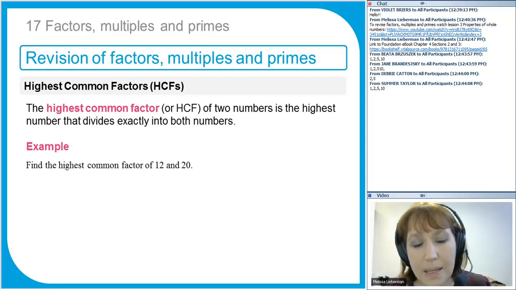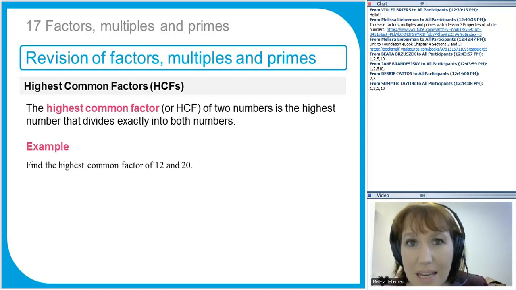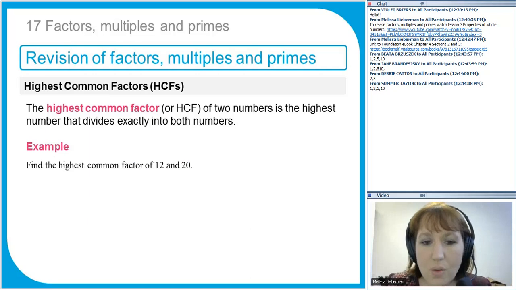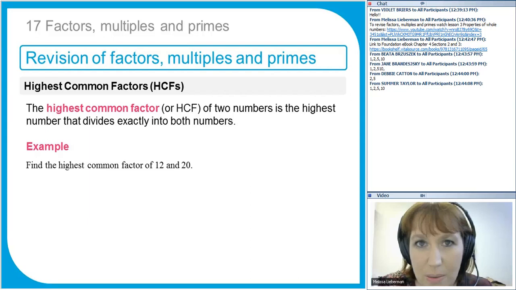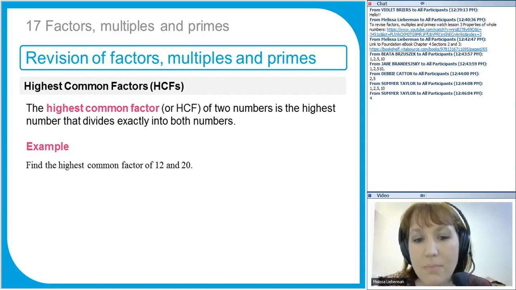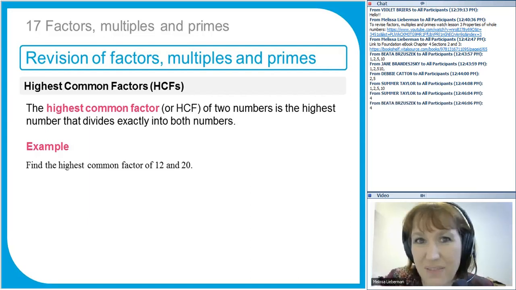So for example, supposing you were asked to find the highest common factor of 12 and 20. Sometimes it's called HCF or highest common factor. I think in the exams they would probably say highest common factor rather than the abbreviation. So what this is asking you is, what is the biggest number that divides into both 12 and 20? Now, sometimes you could probably just look at it, because they're very small numbers and you kind of have a feel for what the factors are.